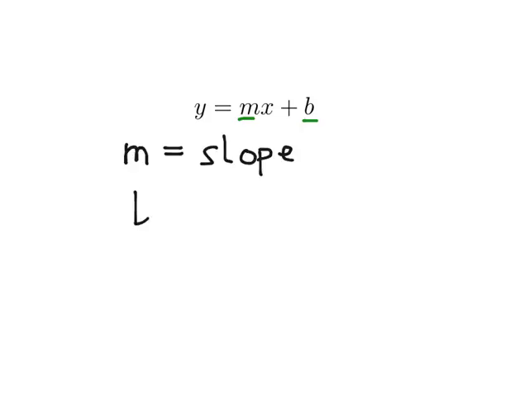Linear equations are often written in the form y equals mx plus b. This is where m and b are constants. When written this way, m is called the slope, and b is called the y-intercept. You can see that if you set x equal to 0 to find the y-intercept, this term cancels out, and you get that the y-intercept is just b.